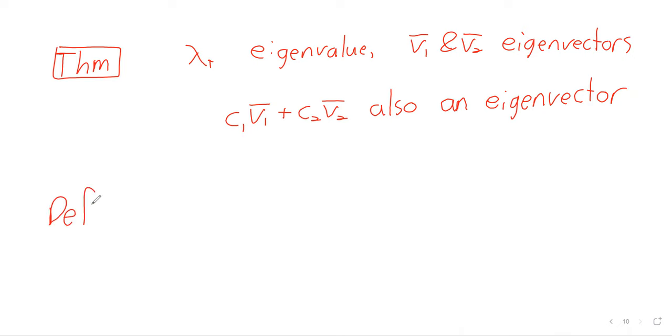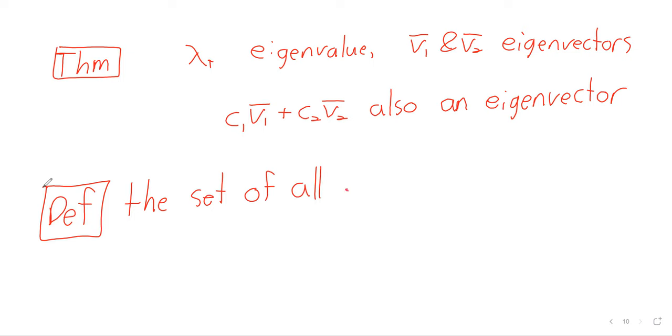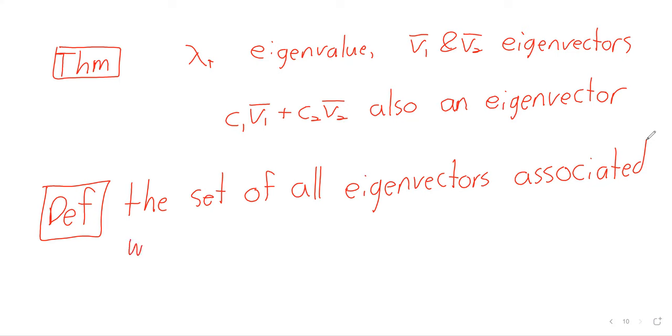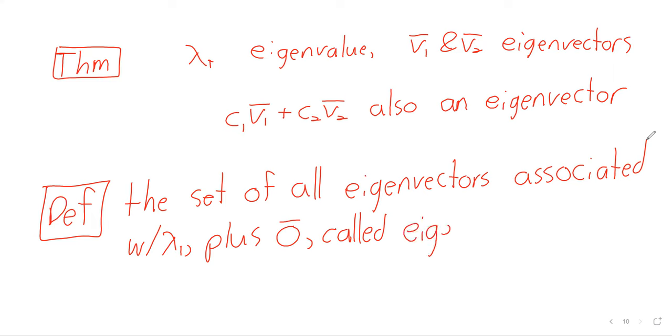So, definition. The set of all eigenvectors associated with an eigenvalue, plus the zero vector, is called the eigenspace of the eigenvalue.